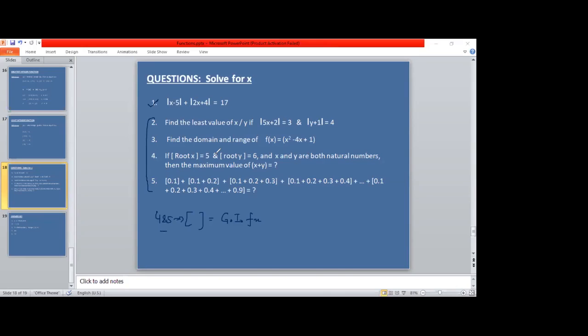So for the third one, I think the domain will be all real numbers, and the range will be from minus 3 to infinity, inclusive of minus 3. That is correct. Yes. And for the fourth one, I think the answer should be 61.